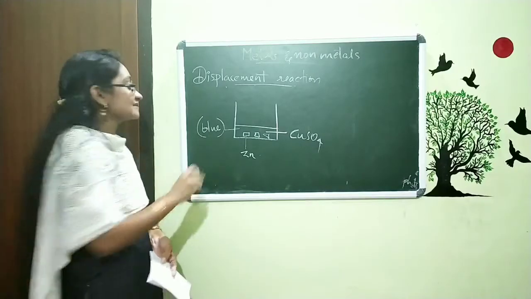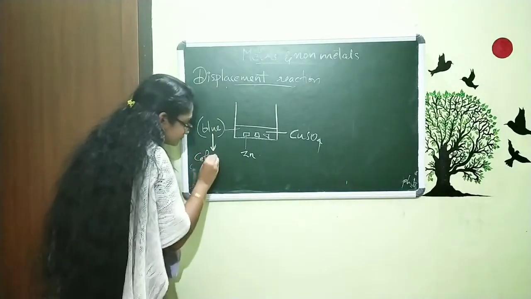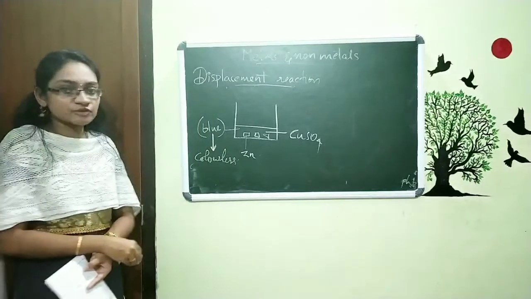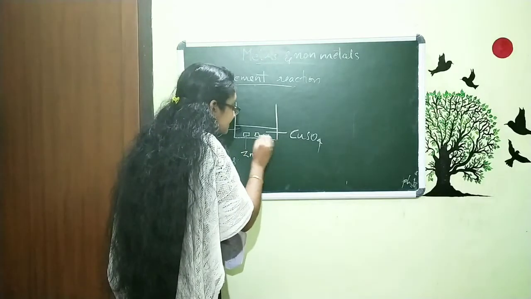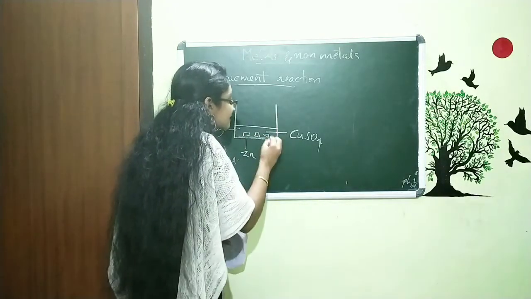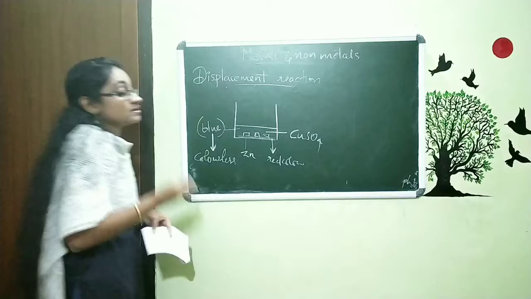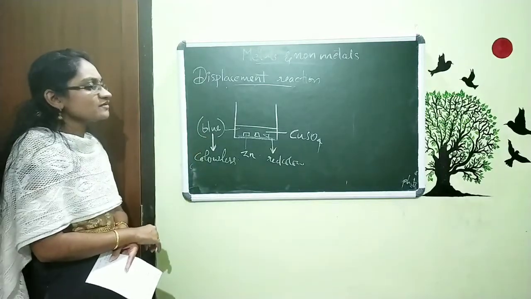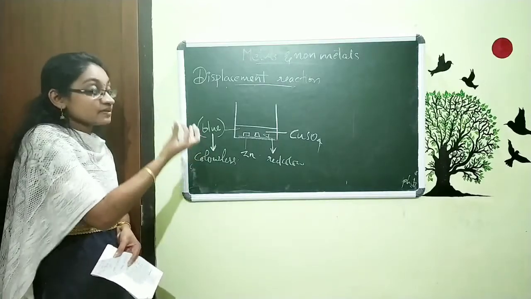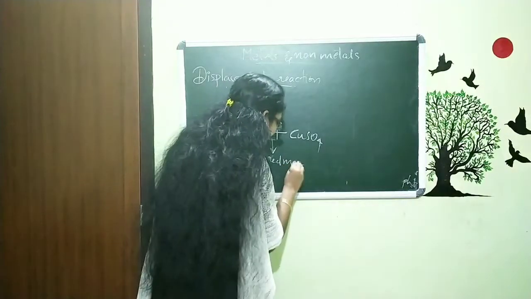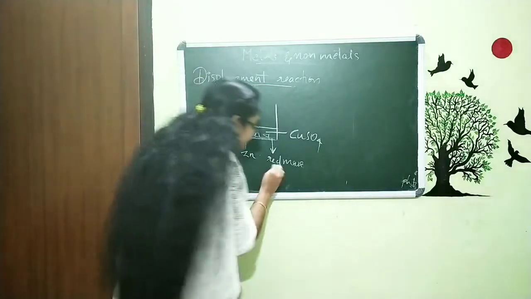You can see that this blue color will turn into colorless after some time. And also you can see another thing deposited in this beaker as red color. A red mass is formed. And actually what is it? The red mass that gets deposited at the bottom of this beaker is actually the copper.